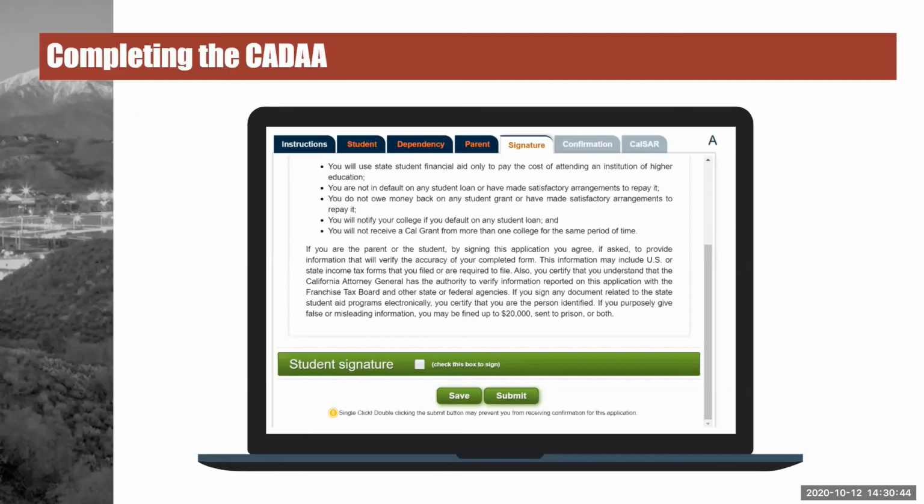Please note, and this is important, if you were a dependent student, meaning that you were required to report parent information on your application, the confirmation tab will contain a link, and that will provide your parent the opportunity to give their signature. A dependent student's DREAM Act application is incomplete if it is missing the parent signature. Make sure your parent uses the link in order to provide their signature.